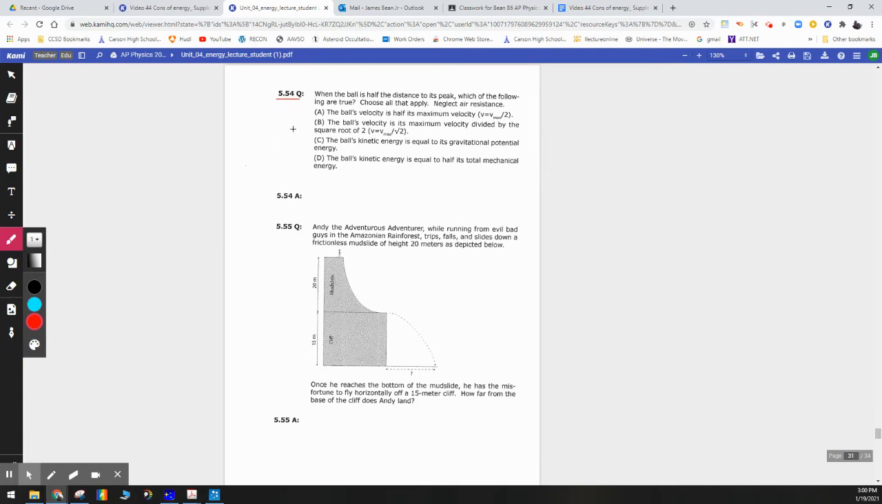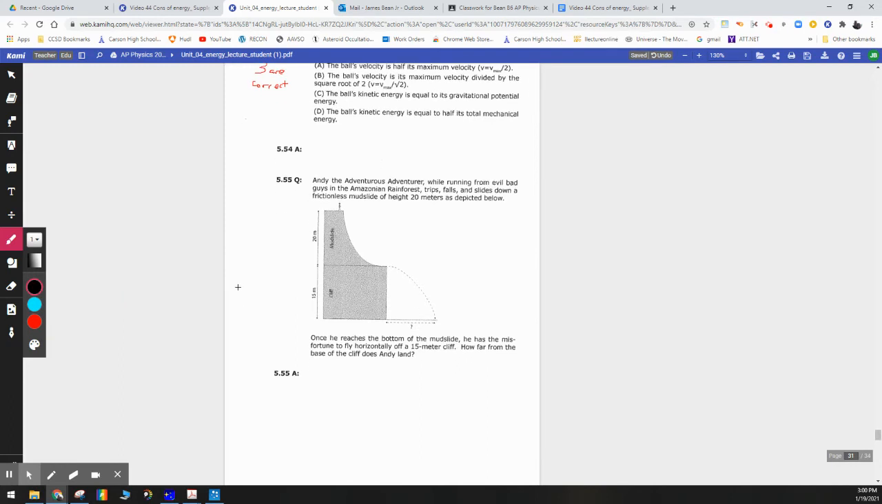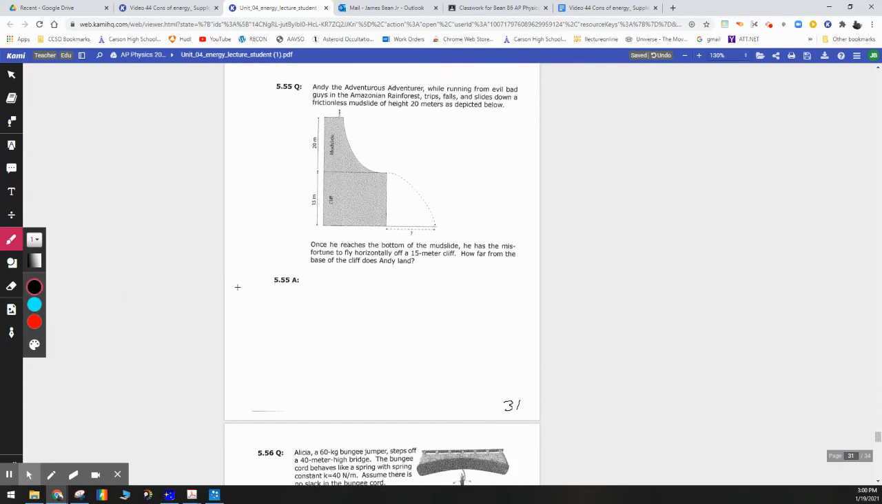I'll give you a hint. 3 of these are correct. 3 are correct. And let you go ahead and work on 5.55 as well. And remember now we want to break this into 2 problems. So I'll give you a hint here.